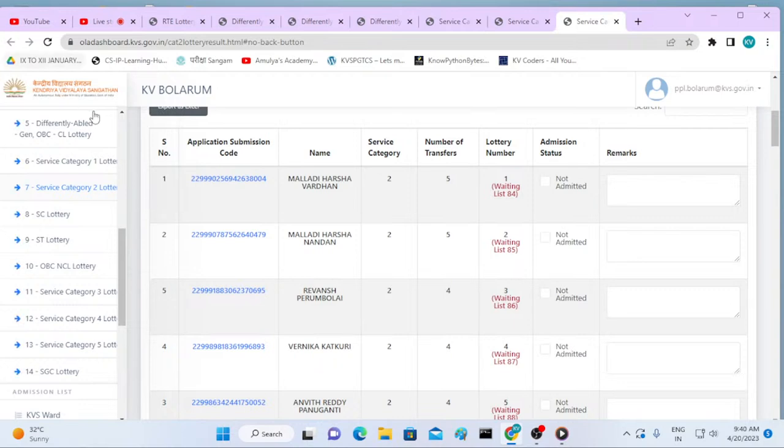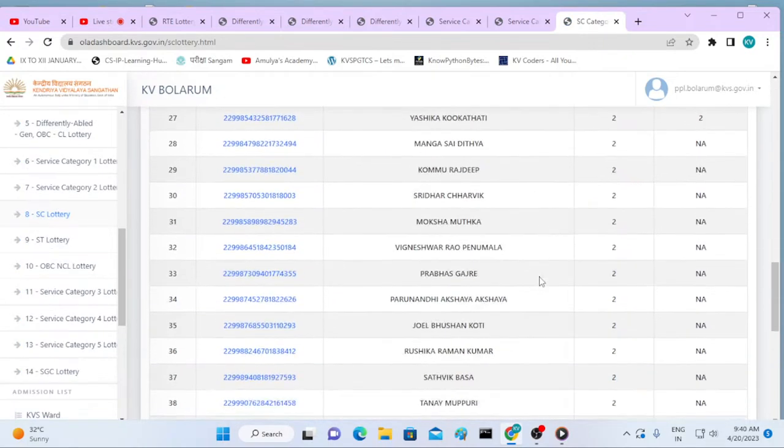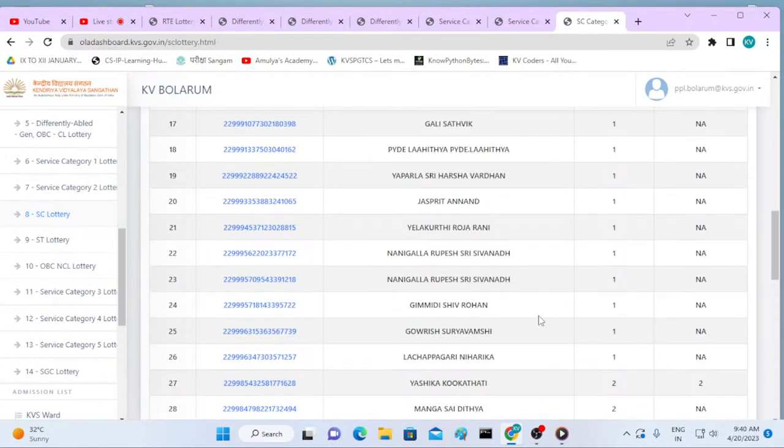Next, SC lottery I'm doing. Not reserved seats, sir. Actually, what we will do? They will get the seats in RT. At the end, we count the RT, SC, how many people give admission? The service category, we can get 15% of the admission to include it. Then we will operate the seats. Or otherwise, no.